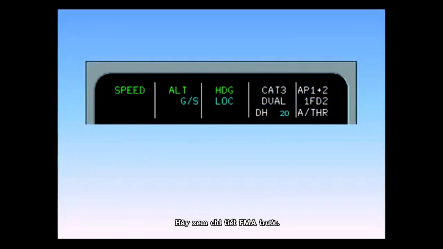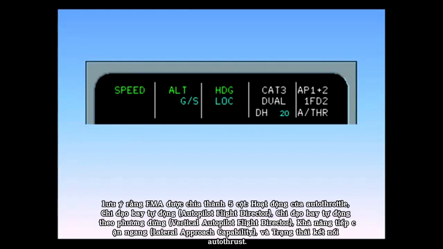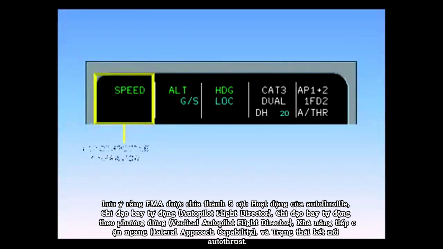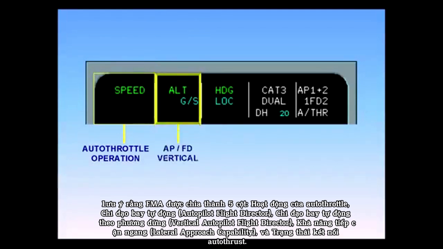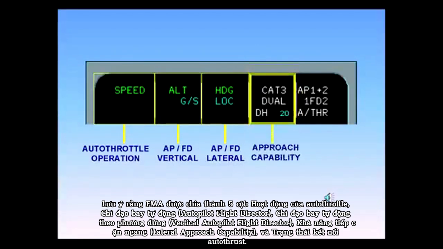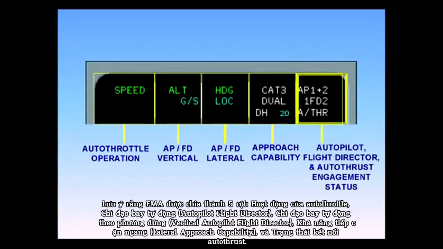Let's look at the FMA in detail. First, note that the FMA is divided into 5 columns. Auto throttle operation. Autopilot flight director vertical. Autopilot flight director lateral. Approach capability. Autopilot flight director and auto thrust engagement status.